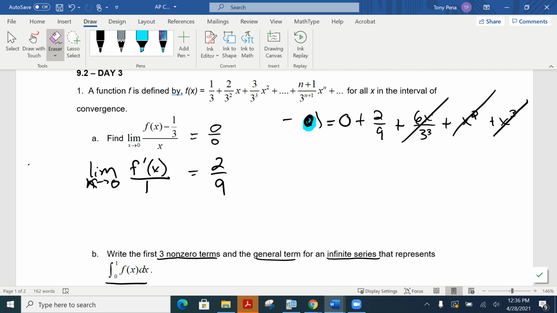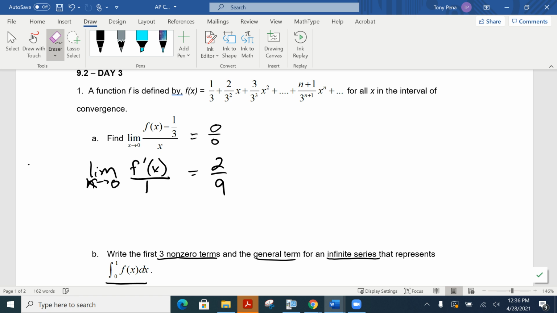So you have the function at the top, and then you're integrating that from 0 to 1. So this is f of x, and they want you to integrate that from 0 to 1, first 3 non-zero terms. Once we have that, then write the general term.